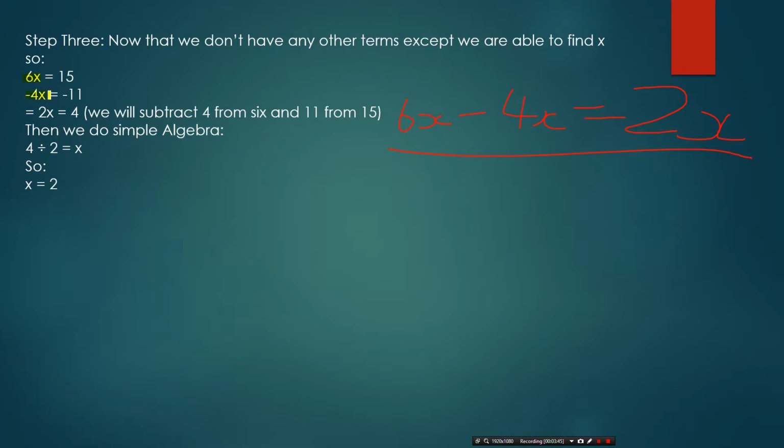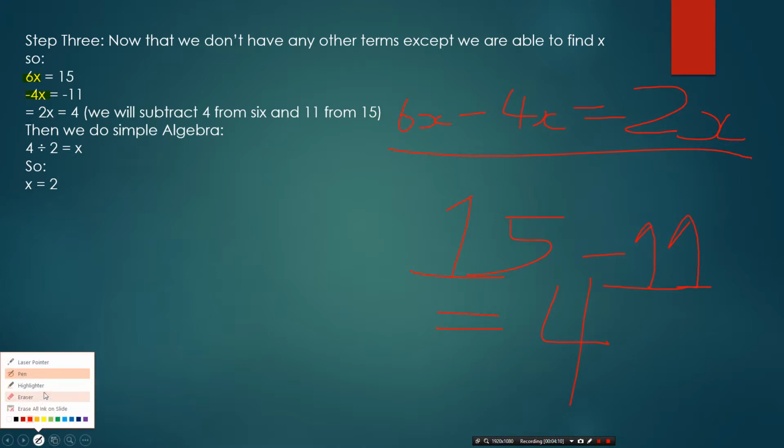So you basically do this, and for the other side it's going to be 15 minus 11, because it's minus 11. If it was plus, you would add 11 to it, but minus 11 gives 4. So we would get this. I'm just going to highlight these in different colors, so you can remember which one goes with which.